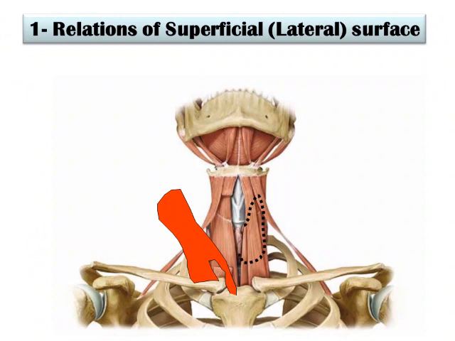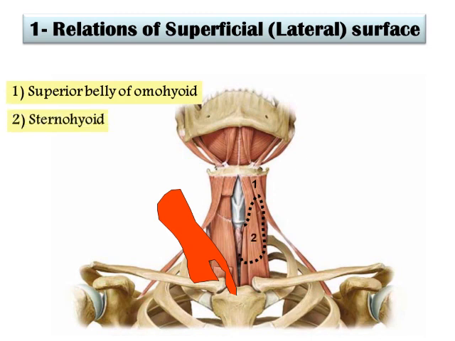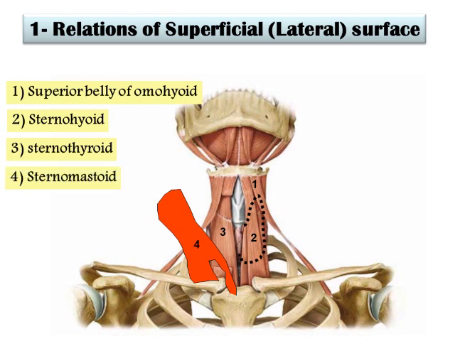Relation of the superficial or lateral surface. This surface is related to four muscles. The first muscle is the superior belly of omohyoid, and the second is the sternohyoid muscle. This muscle originates from the sternum and is inserted into the hyoid bone. Deep to the sternohyoid muscle there is another muscle called the sternothyroid muscle. This muscle originates from the sternum and is inserted into the oblique line of the thyroid cartilage. Lateral to this muscle there is the sternomastoid muscle. This muscle originates from both the sternum and the clavicle and is inserted into the mastoid process and superior nuchal line of the skull.